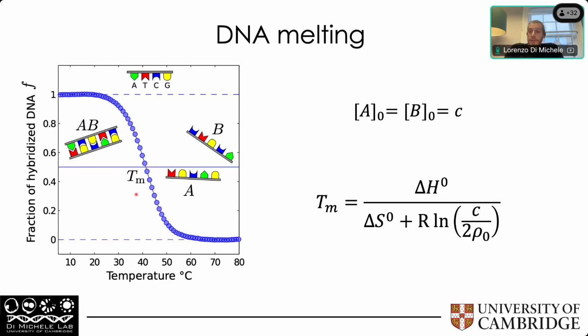You can define a temperature at which the probability of hybridization is 50%, and that's the melting temperature of your DNA. It's a very simple exercise to try to work this out from the expression of the free energy and the expression for the equilibrium constant. And you should try to do this at home and see if you get the same answer for how to express the melting temperature as a function of delta H0, delta S0, and C being the concentration of the individual molecules. And this is true under the assumption that the molecule A and the molecule B initially have the same concentration.